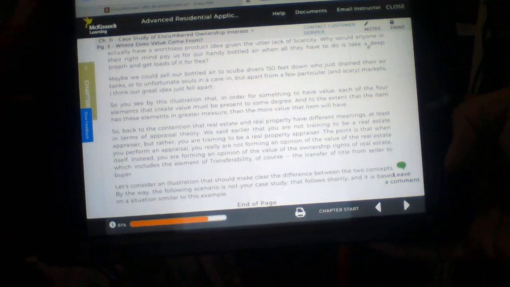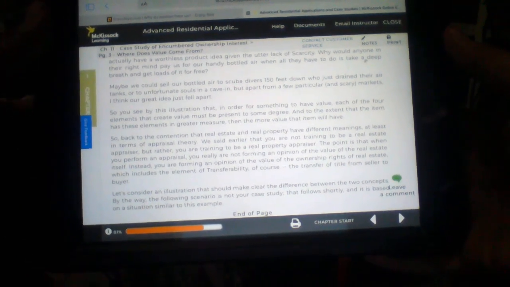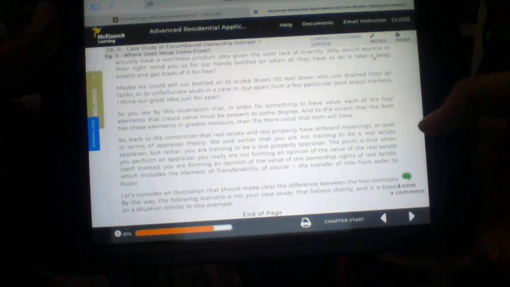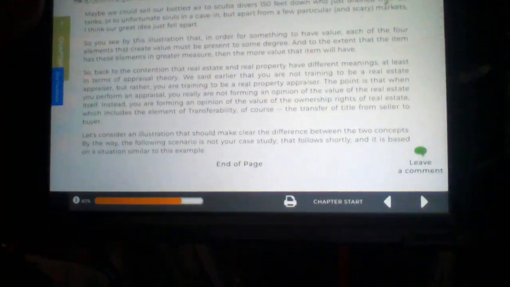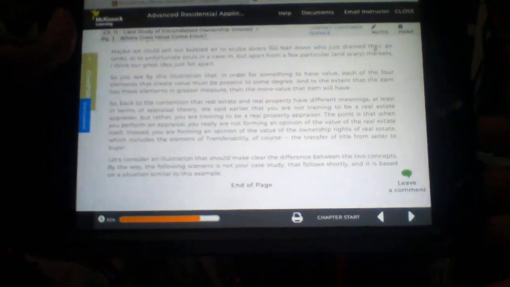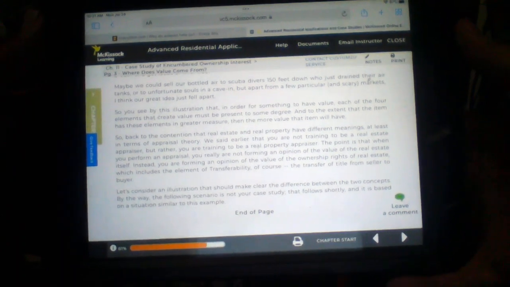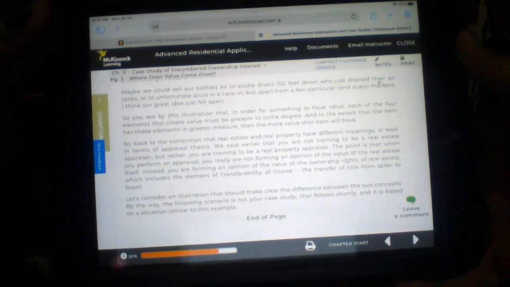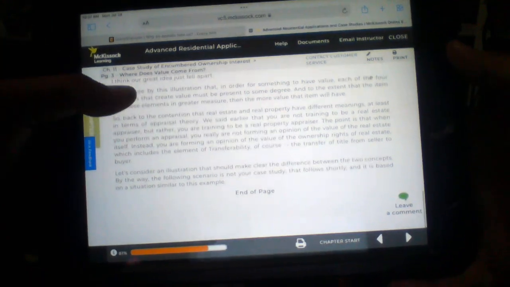Why would anyone in their right mind pay us for our handy bottled air when all they have to do is take a deep breath and get loads of it for free? Maybe we could sell our bottled air to scuba divers 150 feet down who just drained their air tanks, or to unfortunate souls in a cave-in. But apart from a few particular and scary markets, I think our great idea just fell apart.